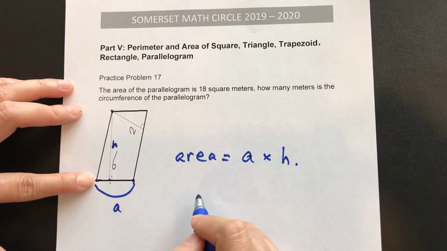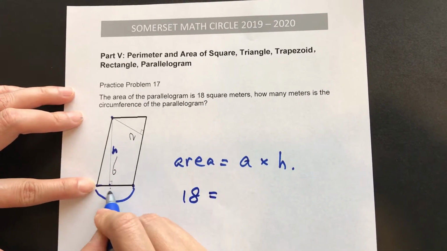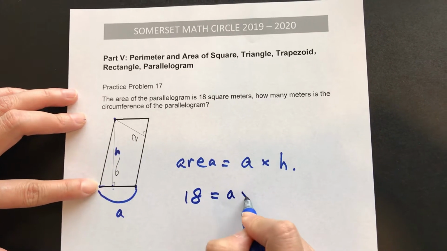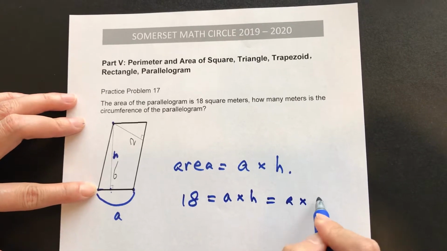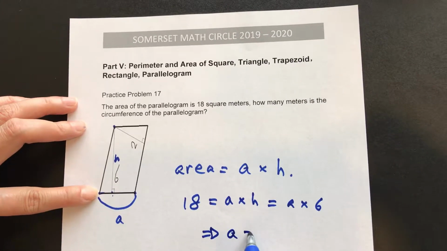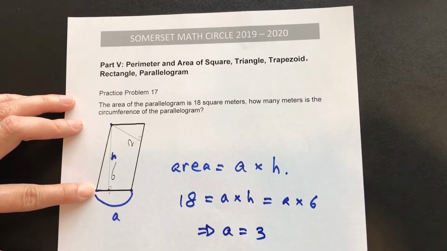The area, they told you, is 18. So A multiplied by H equals 18. And H now is 6. A multiplied by 6, so we know that A is equal to 3.